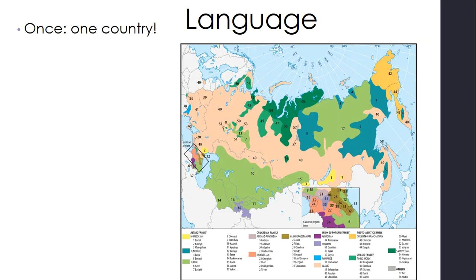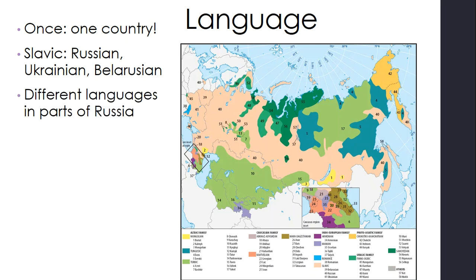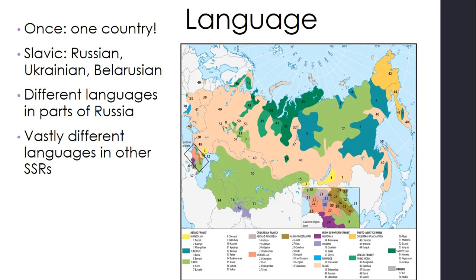When we look at language in the region, remember, again, this was once one country, which is pretty incredible. So we have the Slavic languages, which include Russian, Ukrainian, and Belarusian. And then we also have many, many different languages throughout Russia, and reminding now, you are allowed to speak your own language, do business in your own language, right? These languages are more culturally protected. So there are some vastly different languages in other Soviet socialist republics.